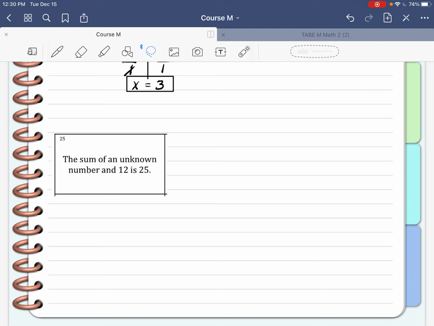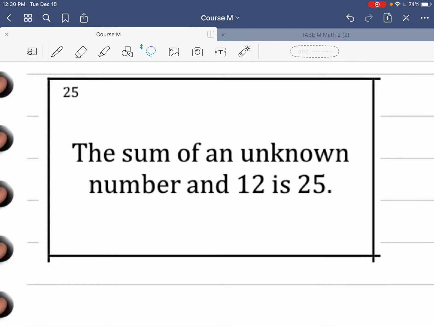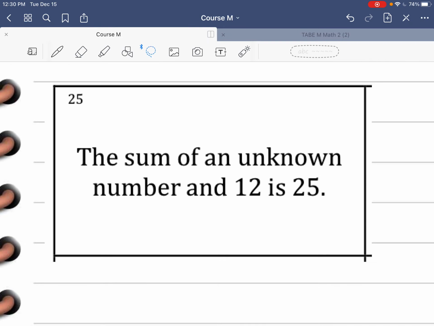Number 25 is a word problem, so I actually brought the card in so that I can show you how to get the pieces from this information that you're going to need. So let's look at this card just a minute.